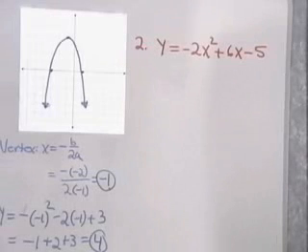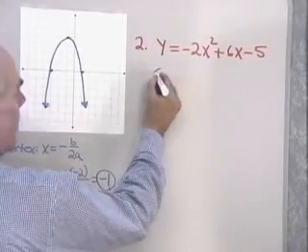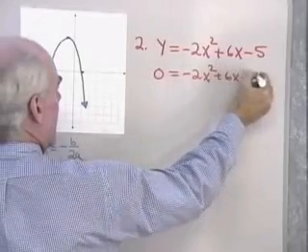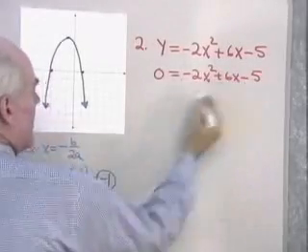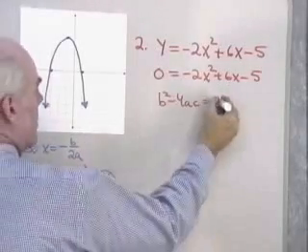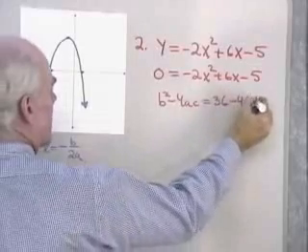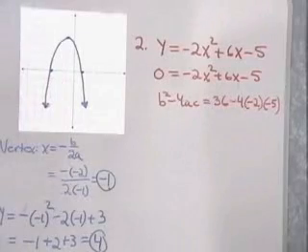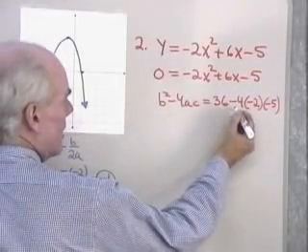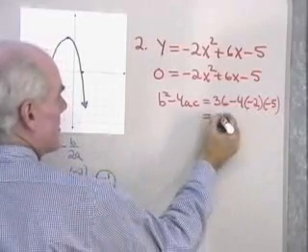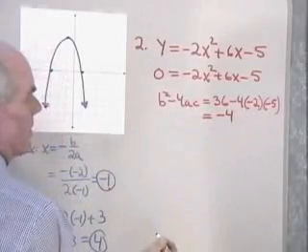Here I have y is equal to negative 2x squared plus 6x minus 5. Let's find the x-intercept by letting y be equal to 0. Negative 2x squared plus 6x minus 5. Now I can try to solve this, but if you check the discriminant, b squared minus 4ac, we'll get 36 minus 4 times negative 2 times negative 5, which is 36 minus 4 times 2 is 8 times 5 is 40, and a negative times negative is positive, so that comes out 36 minus 40, which is negative 4.